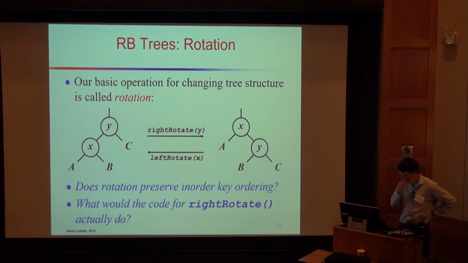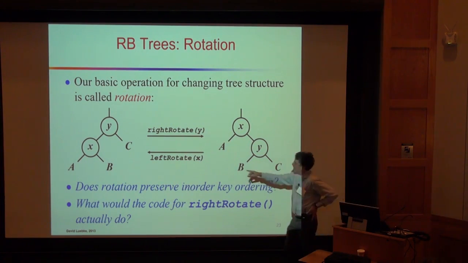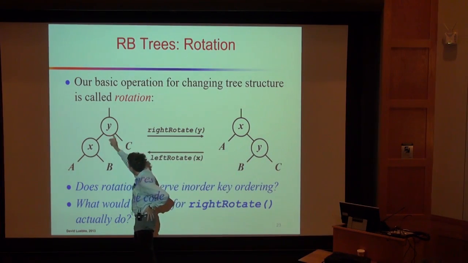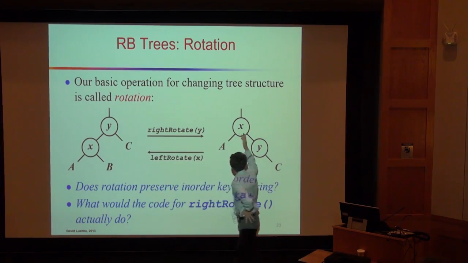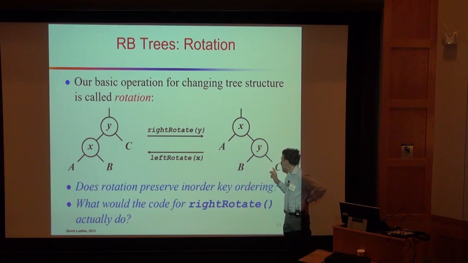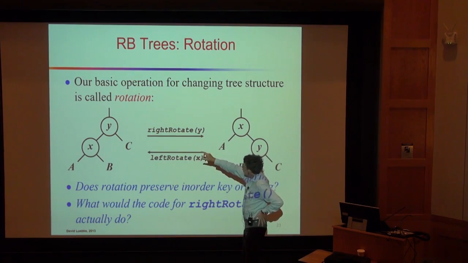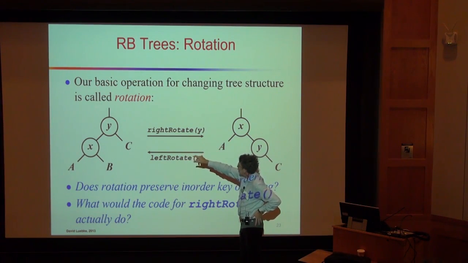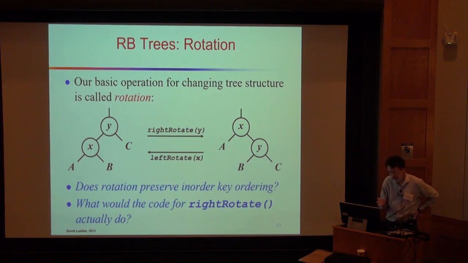So here's a rotation. The notion of rotation goes all the way back to 1960, Adelson-Velsky and Landis. Here's a tree with keys X and Y and subtrees A, B, and C that are in between the X and Y in this order. And here's a tree with X and Y and subtrees A, B, and C that go in between X and Y in the right order. And these trees are just a very local transformation of rearranging the pointers. And so we can do a right rotate to get from this tree to that tree, or a left rotate to get from that tree to this tree.